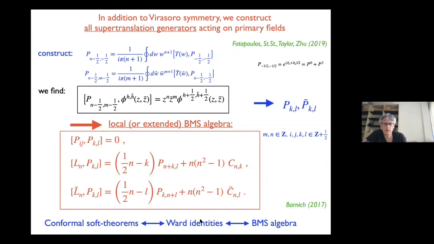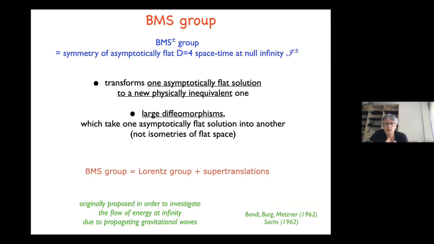Let me explain what BMS is, and then I will come to my last slide. I think people are getting tired. The BMS group is the symmetry of asymptotically flat four-dimensional space-time at null infinity. It comprises all symmetry operations which transform one asymptotically flat solution of the Einstein equation to a new, physically inequivalent one. This group is comprised of the Lorentz group plus so-called supertranslations, and these are exactly the symmetries which we find on the celestial sphere with these soft operators.